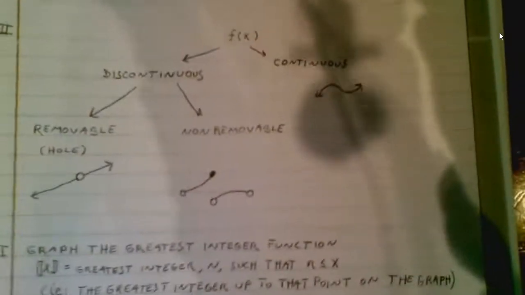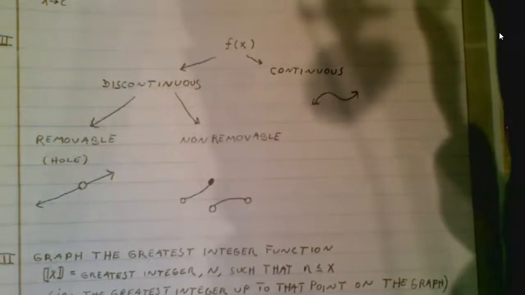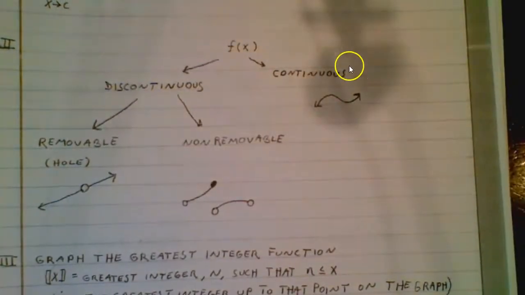So let me give you my layout here of the continuity of a function. If a graph is continuous, you'll see that it's connected at all points. If it is discontinuous, that would mean you have maybe a hole in the graph, or that would be a removable discontinuity. Non-removable is when you have more of a clear break in the graph, usually caused by an asymptote or something like that. So these are both examples of discontinuous graphs. Your continuous graph is one that is connected at all points.